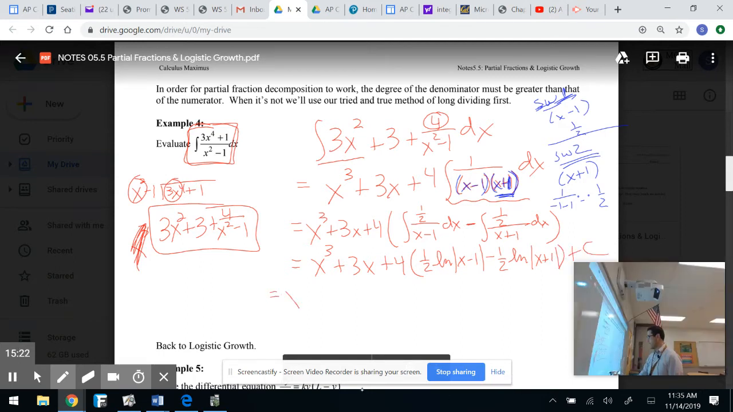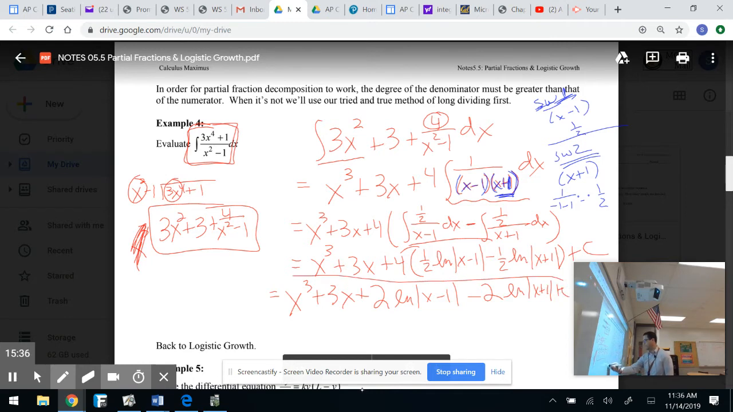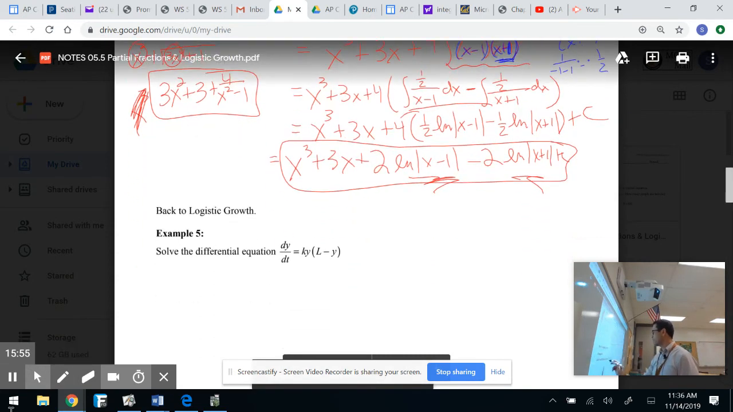And then how about that? x cubed. Gosh, I hope I got this right. We just did some serious work. 2 natural log of x minus 1 minus 2, right? Distributing that 4 in, class, natural log of x plus 1 plus c. Obviously, you could do some things with these logs to get yourself a final answer. Did I get it right? All right, that's good to go. Let's keep rolling, class. Hopefully, partial fractions is okay.